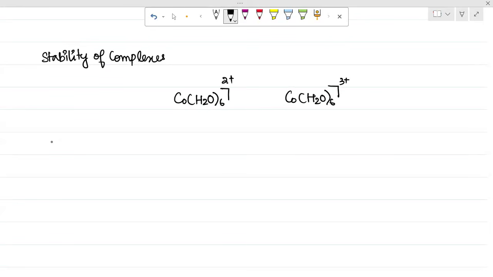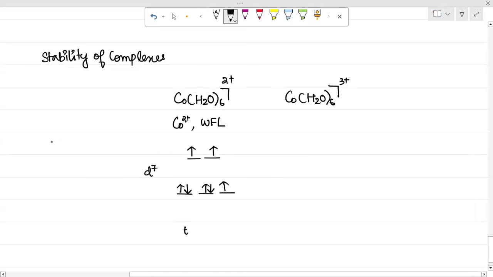You find the CFSE, that's it. So here, what is the value? Cobalt is in +2 in combination with a weak field ligand. So you have t2g eg. Cobalt 2+ is a d7 configuration. So you fill 1, 2, 3. The fourth one will jump over here. 5, 6, 7. Okay, so the configuration is t2g5 eg2. Your CFSE value will come out to be minus 0.8 delta O.